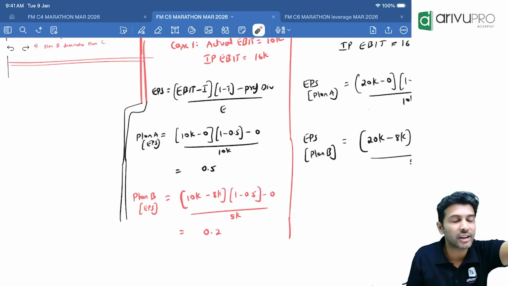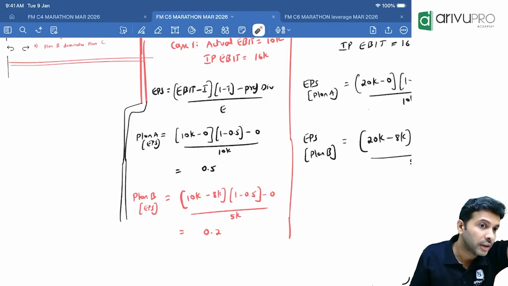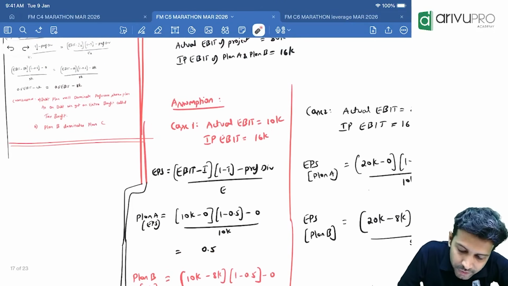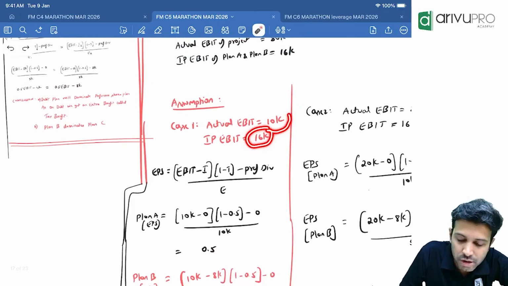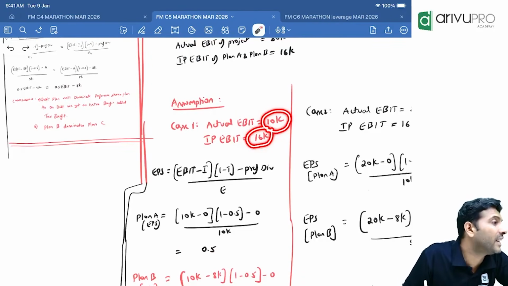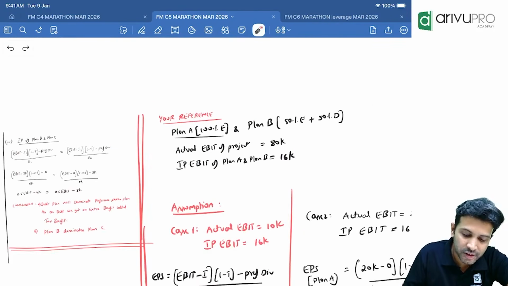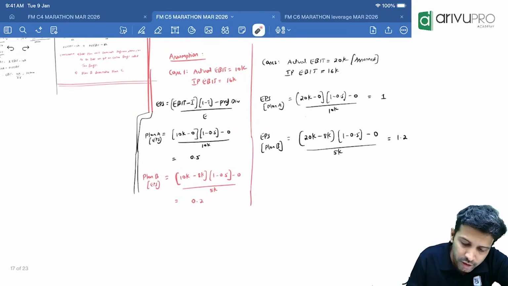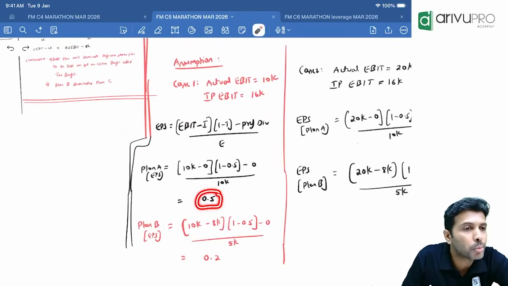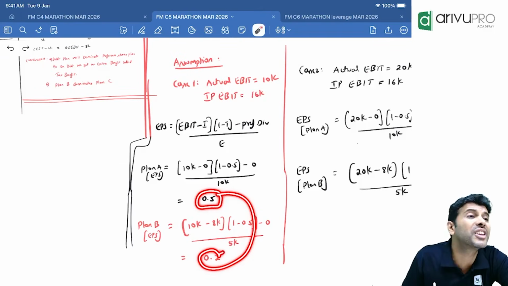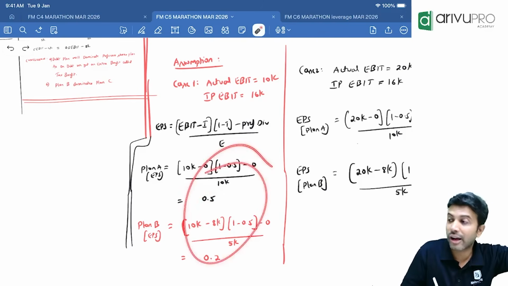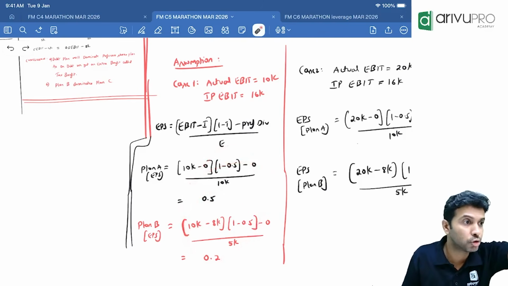What did the theory say? If you are below the indifference point, select the plan which uses higher equity. Now, the indifference point EBIT was 16. The actual project EBIT I assumed to be only 10. So you are below, and as per theory you have to select plan A because it has higher equity. What did you get as EPS of plan A? 0.5. Plan B is 0.2. Which is giving higher EPS? Plan A. So theory is working out. Sometimes they also ask you to prove this by assuming various numbers.